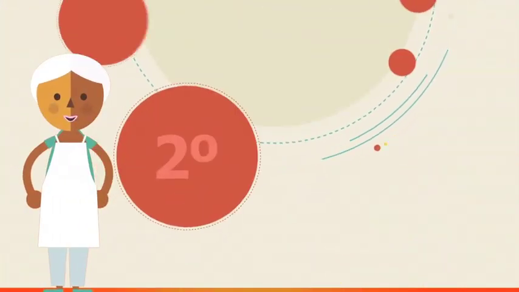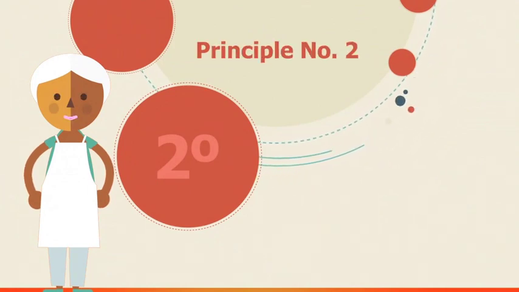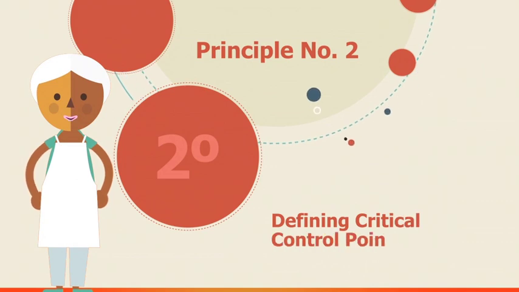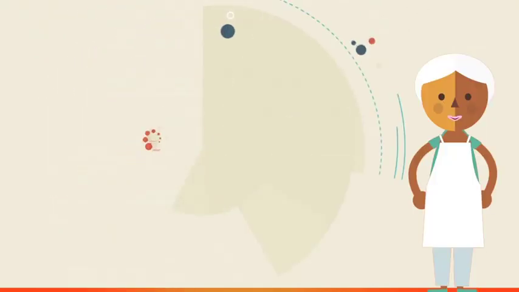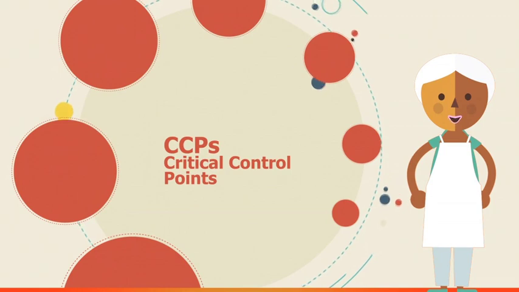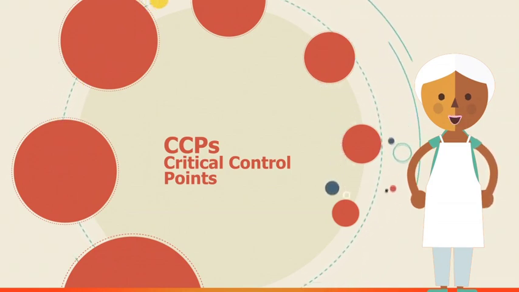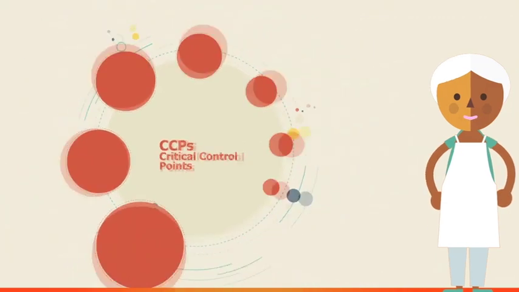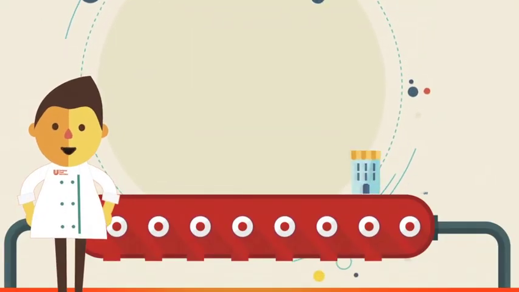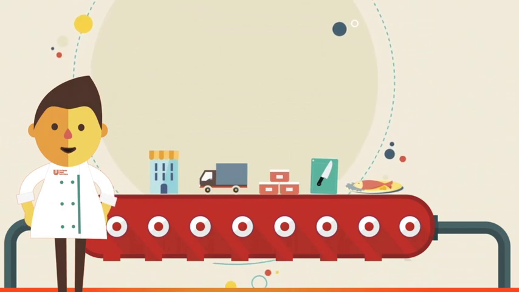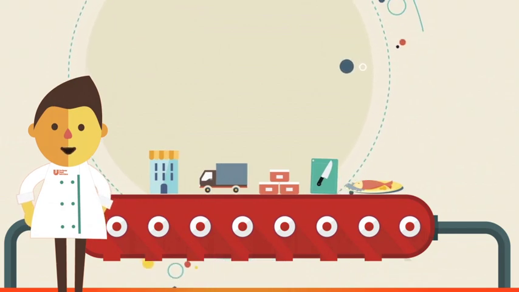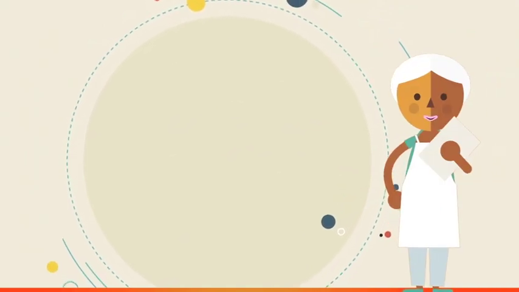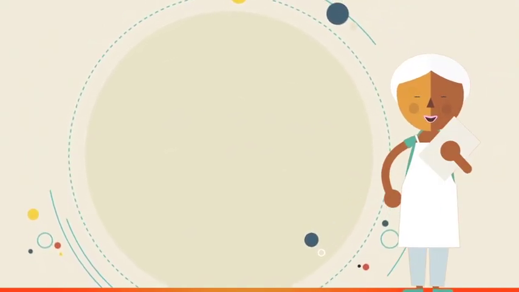Now, let us understand more about hazards, and let us go to the second principle of HACCP, defining critical control points. Critical control points, known as CCPs, are parts of the kitchen processes that need to be monitored closely so that food safety is preserved. You can avoid certain dangers in some points of the process. These dangers can be reduced to a very low level or even be eliminated completely. The secret to ensure food safety is to identify these points in the process.